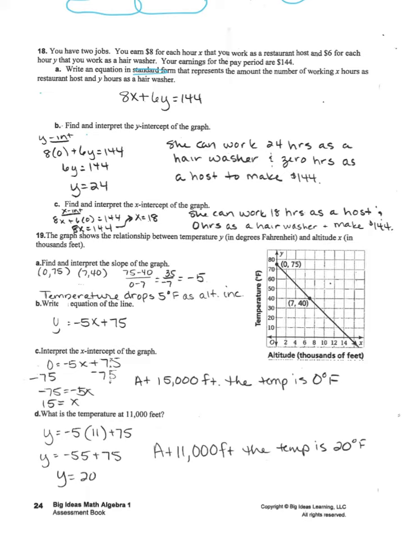So if you know you make $8 per hour, so $8 times however many hours you work as a host, plus the $6 per hour, so however many hours you worked as a hair washer, equaled the total amount of money that you earned. So you did $8 an hour times we don't know how many hours hosting at a restaurant, plus the $6 an hour times however many hours hair washing, and you earned $144.